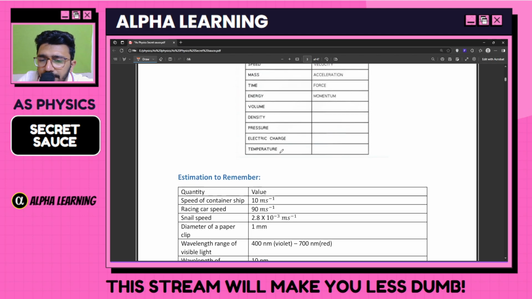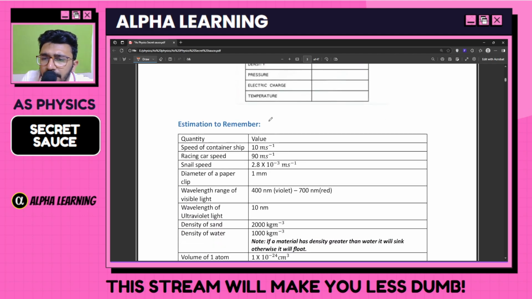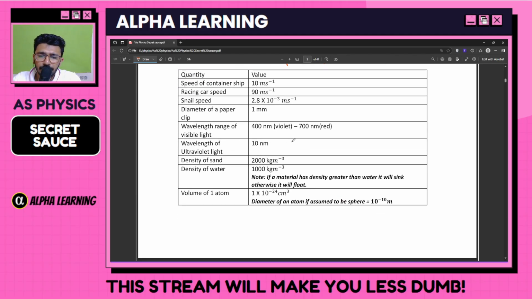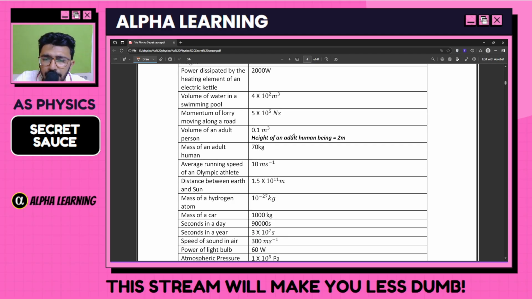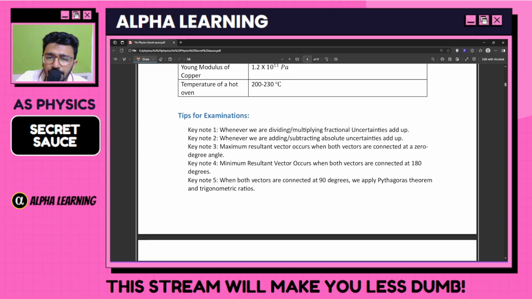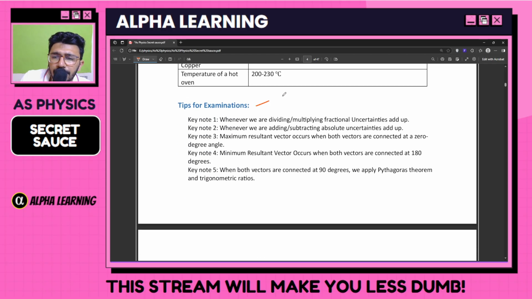These are some scalar and vector quantities that you need to remember. And the most important thing, I have attached a table of estimations that you need to remember. You need to memorize this by heart, all these estimations. Okay. Now, some examination tips to remember.